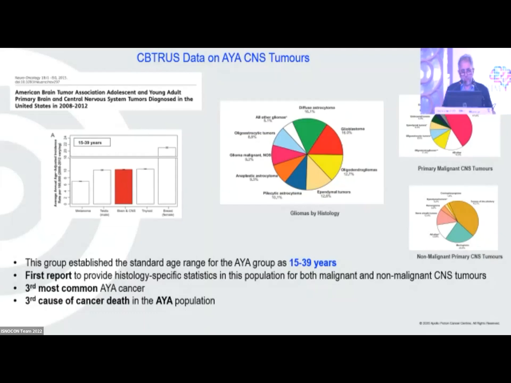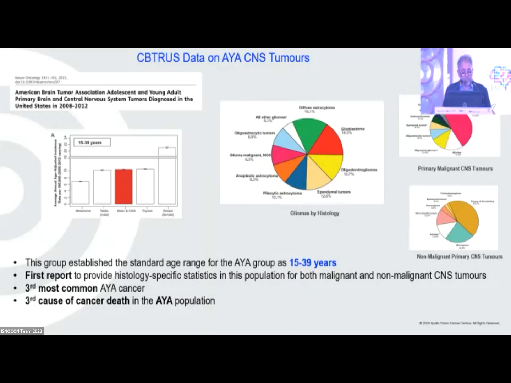And this was among the first ones to recognize this entity of 15 to 39 years, and was also the first ever report to provide histologically specific statistics. And you just saw the update as well. And in the last few years, especially the CNS5, there are several tumors in the AYA population. You had a beautiful bouquet of cases just now that you heard, which illustrated the same.